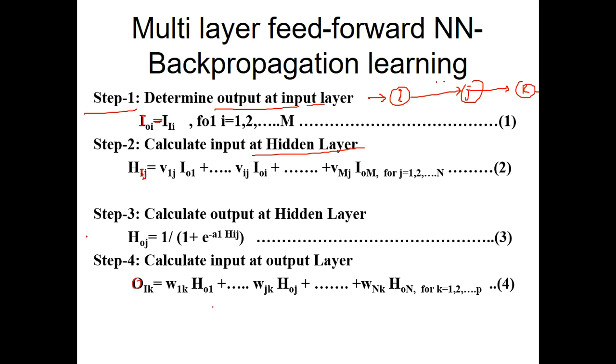Okay, so now we have to compute Hoj. Hij is computed here. Now Hoj. Inside Hoj the activation function is the sigmoid function, and the input to this sigmoid function f is hij. So hoj is equal to 1 divided by 1 plus e to the power of some constant times the input hij. Now you come to OIK.